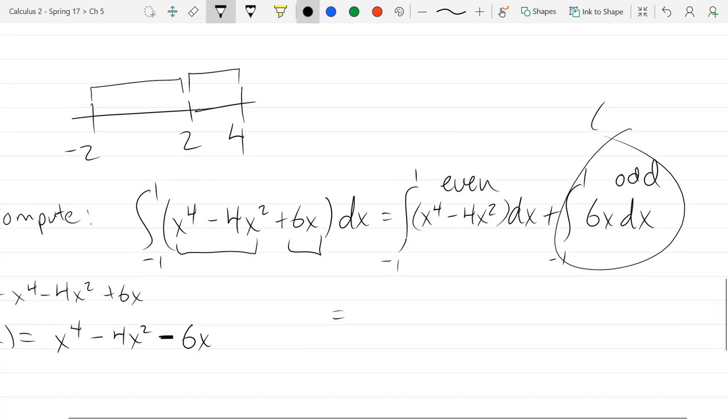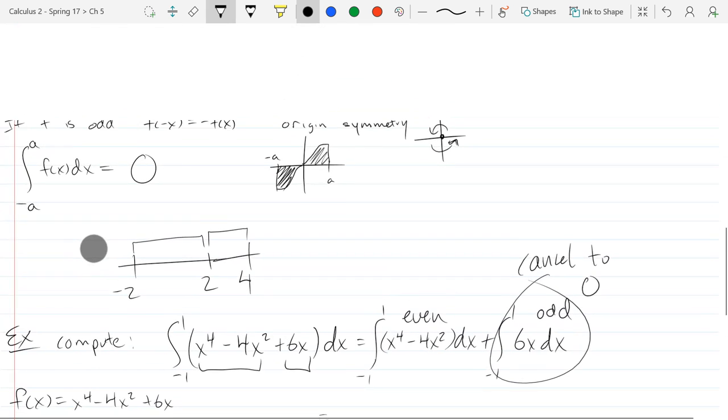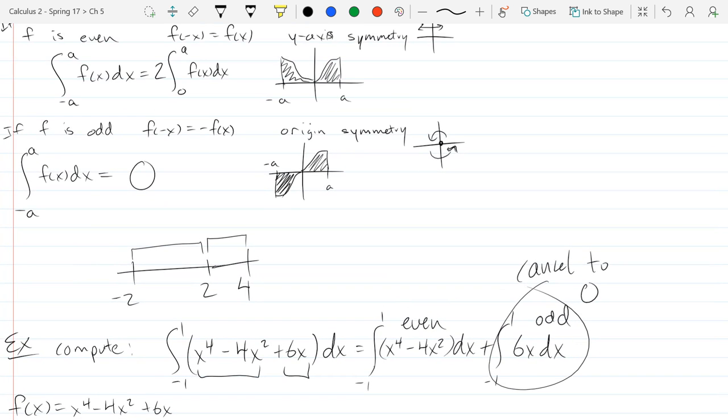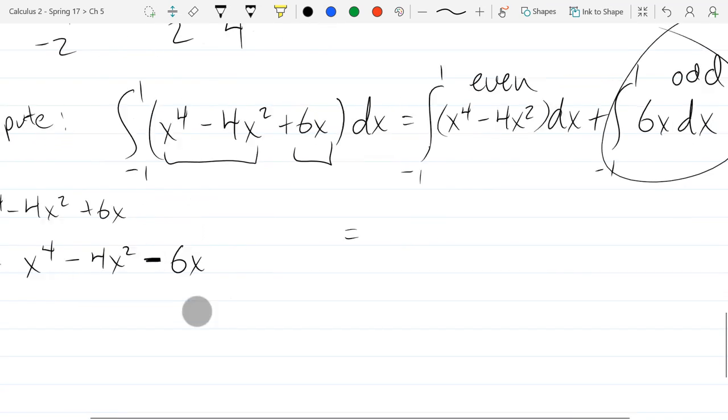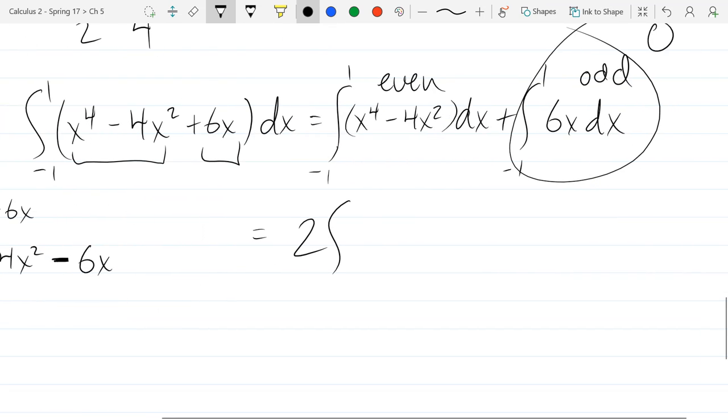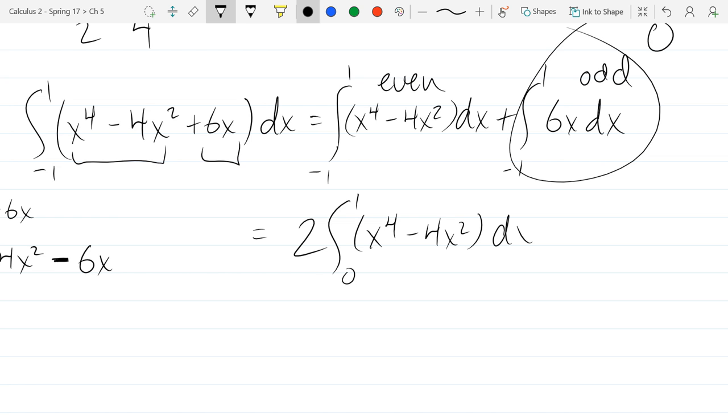So this one right here is going to cancel to zero because we're going negative one to one for an odd function. That same amount of area is going to cancel out. For the even one, we still have to do some work, but we're going to use the even property where we go from zero to one and double it. So we're going to write it as two integral zero to one of x to the fourth minus 4x squared dx, and I'll just write the plus zero from the odd integral that canceled out up above.